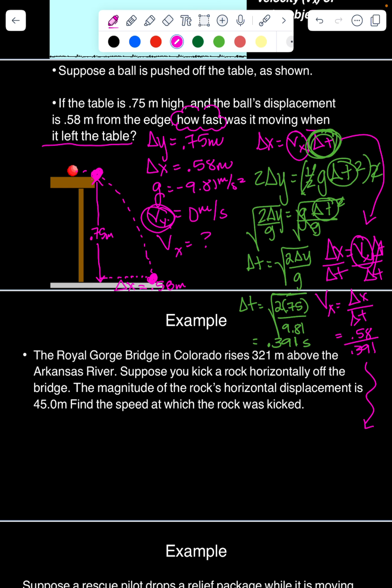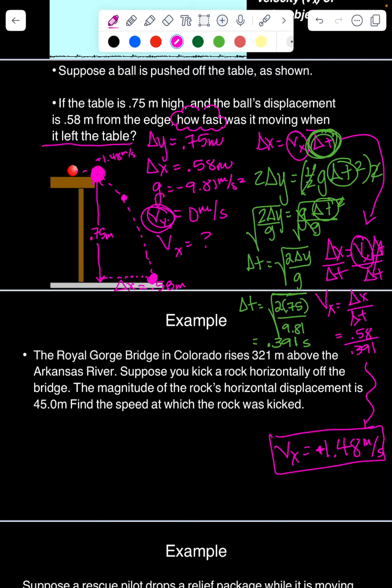So we divide those out. We should get about 1.48. Now, this is a velocity, so our unit is meters per second, and velocity is a vector quantity, so we have to add that direction. I didn't give you a direction, so we're just going to assume that it's going in the positive. So as this ball left the table, it had a horizontal velocity of 1.48 meters per second.